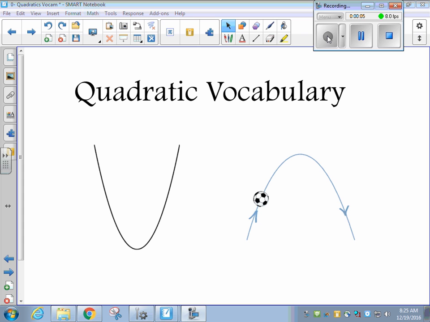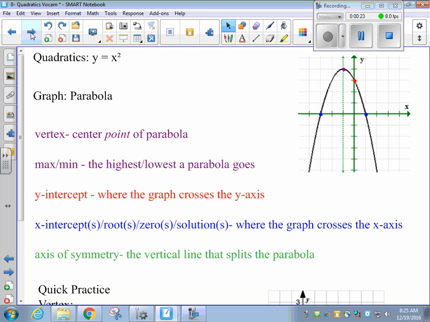Today we are talking about quadratic vocabulary and then some domain and range. Okay, remember from last semester that quadratics are these U shapes. The second one is an example of an application, which is typically things flying through space, such as a soccer ball. All right, go ahead and pause the video and copy down these vocabulary words.